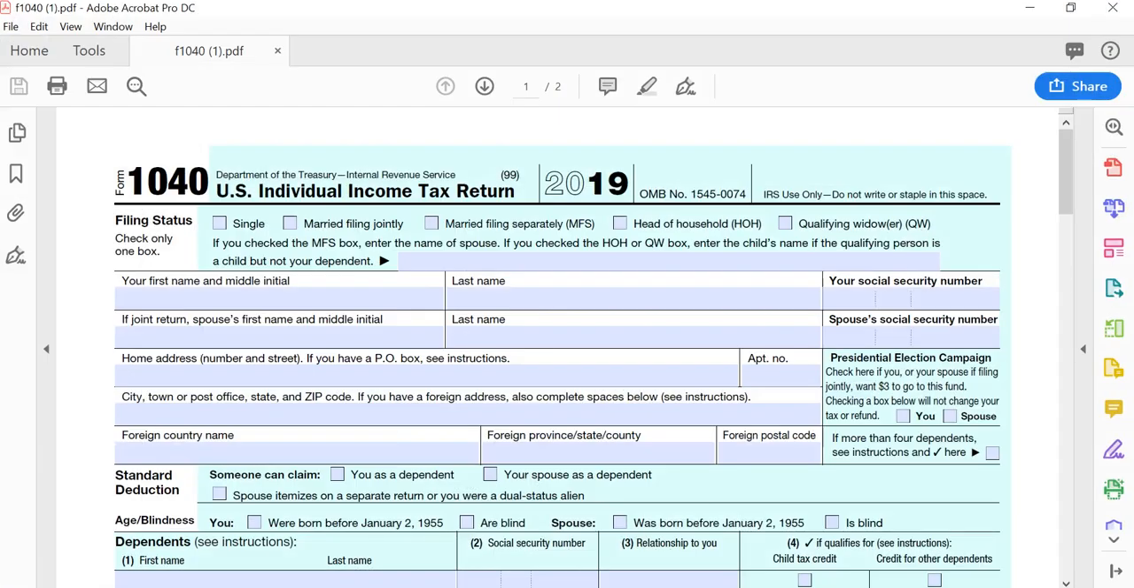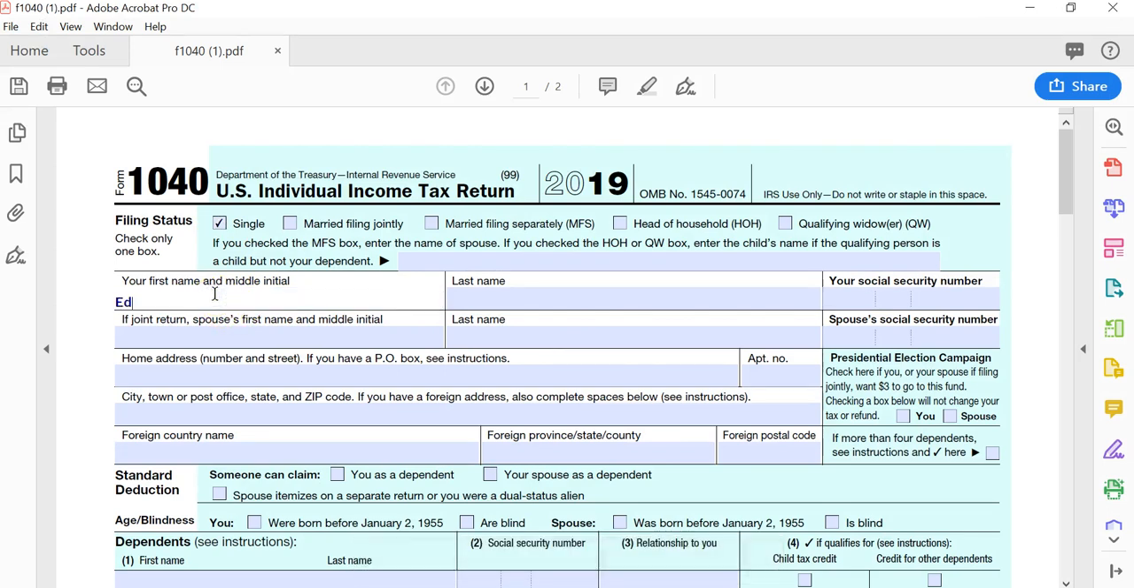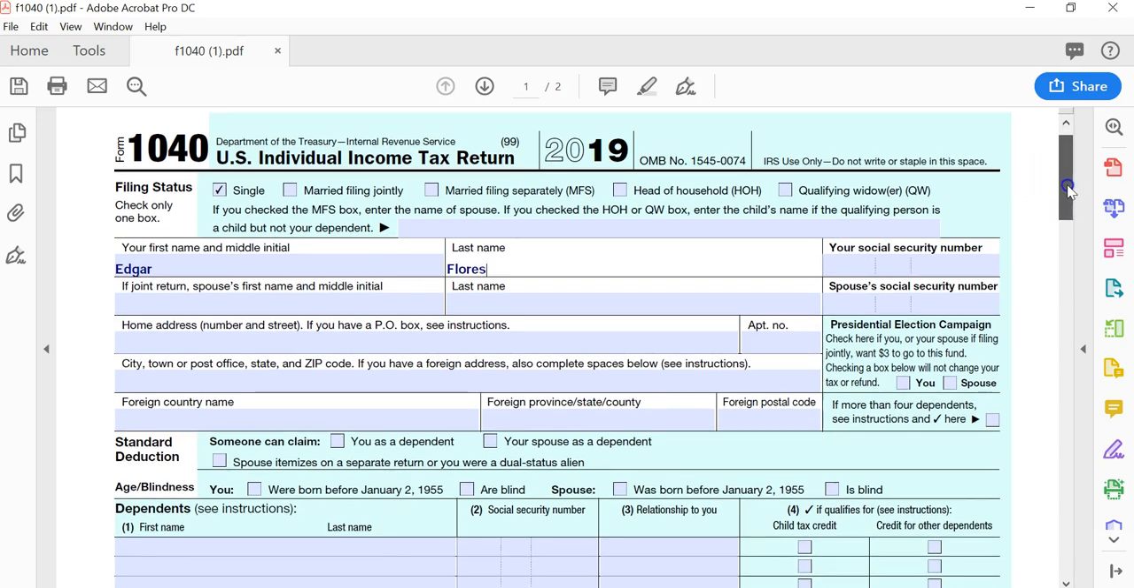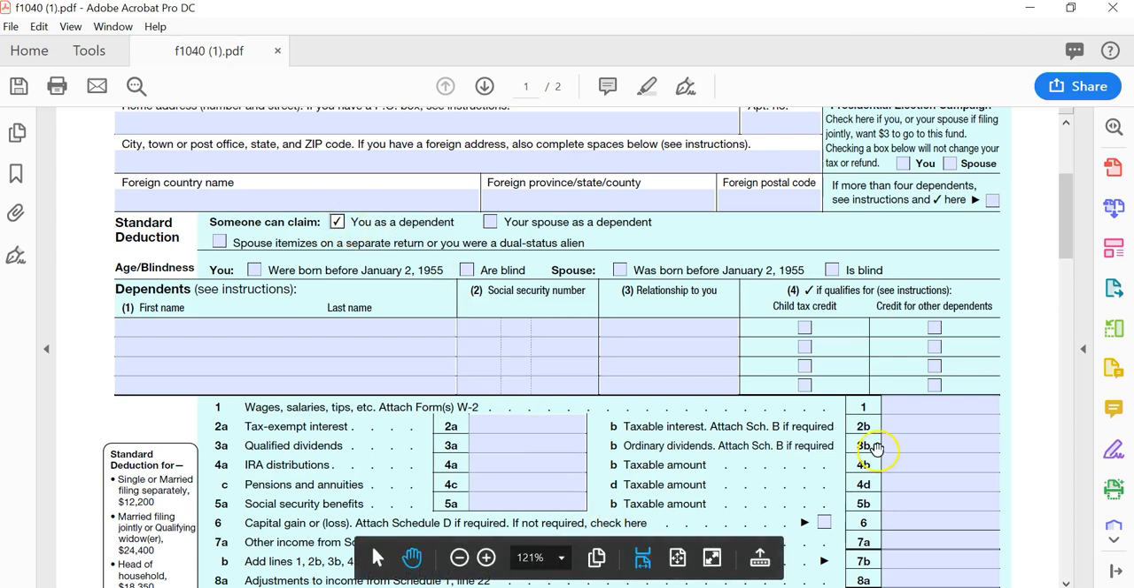But as we fill out the form, the first thing we're going to go ahead and do is say that he's single because he's not married. We're going to put his first name here, his last name. We're not going to worry about any other personal information that is present there for him. We're going to go down to where it talks about standard deduction. We are going to say that someone does claim Edgar as a dependent. He's 16 years old, he lives with his parents, so his parents are probably going to be claiming him as a dependent.